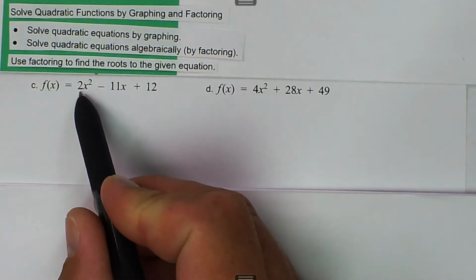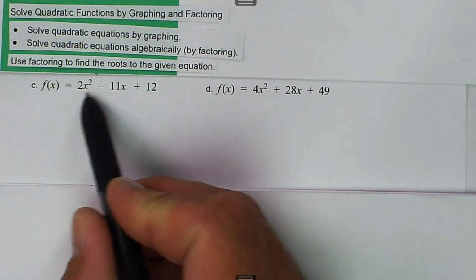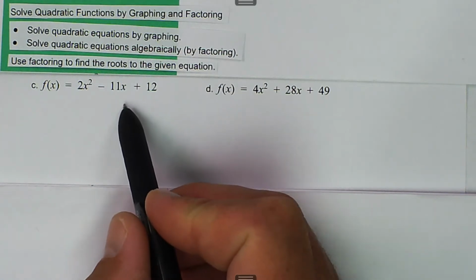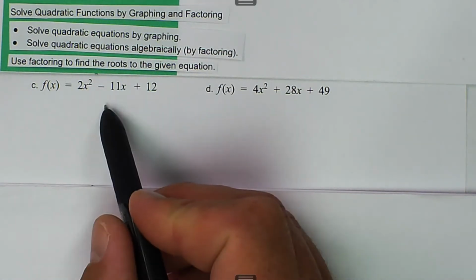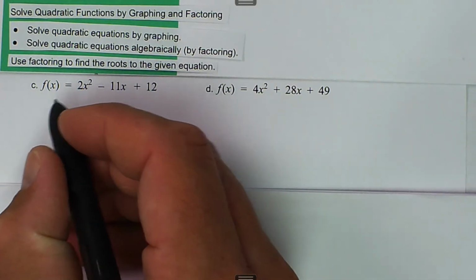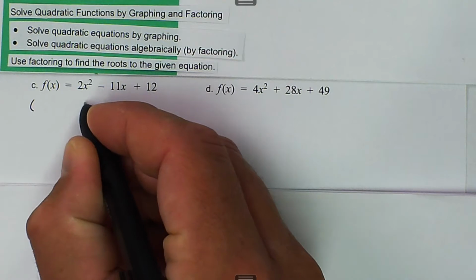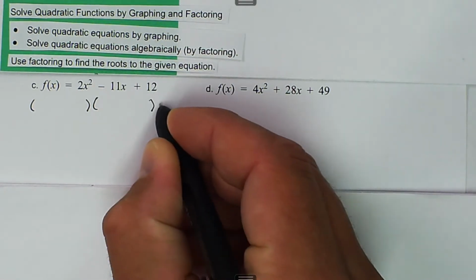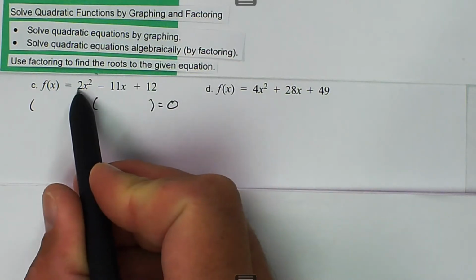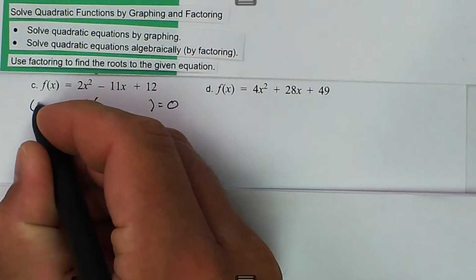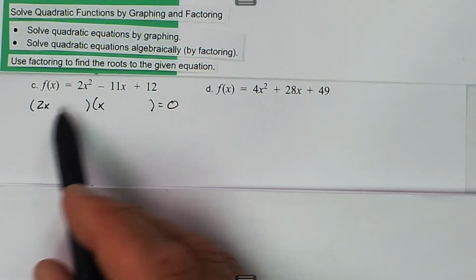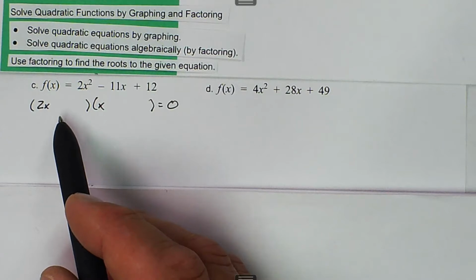If we look at if there's any greatest common factors, we see that we have 2, 11, and 12, and there's nothing that we can reduce from there. So then we can start thinking about what it would take to factor this. So here we get our two binomials, and that's equal to 0. The only two numbers that are going to multiply to 2x squared are going to be 2x and x. So those are going to be stuck there. There's nothing that we can do to move those.